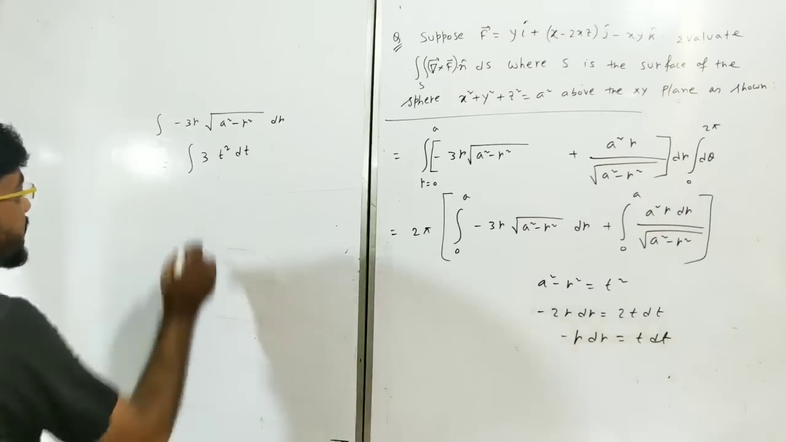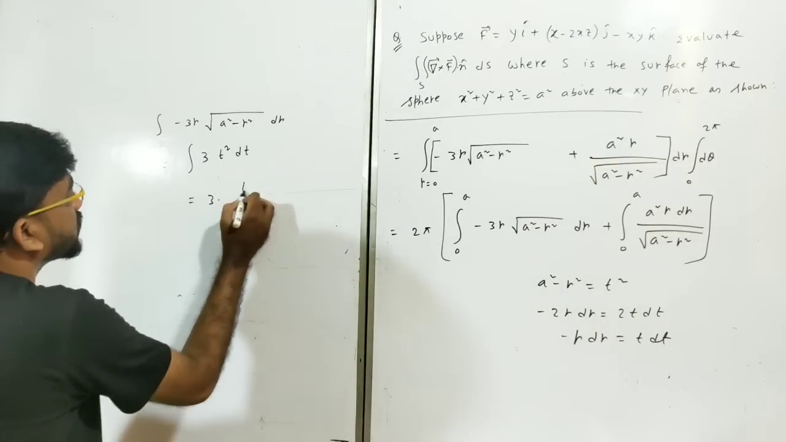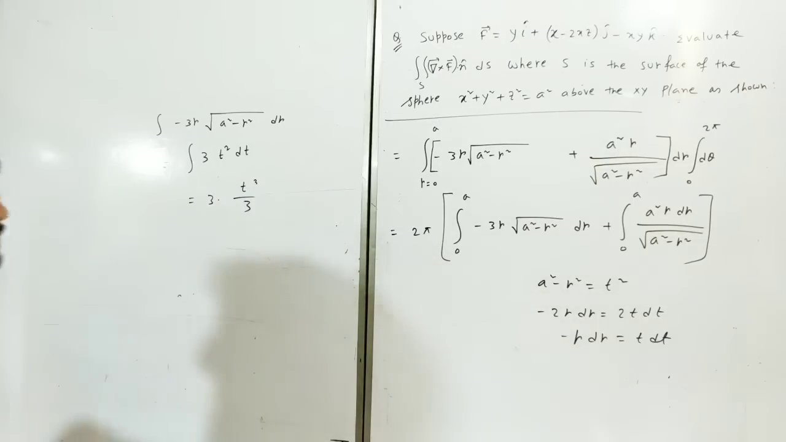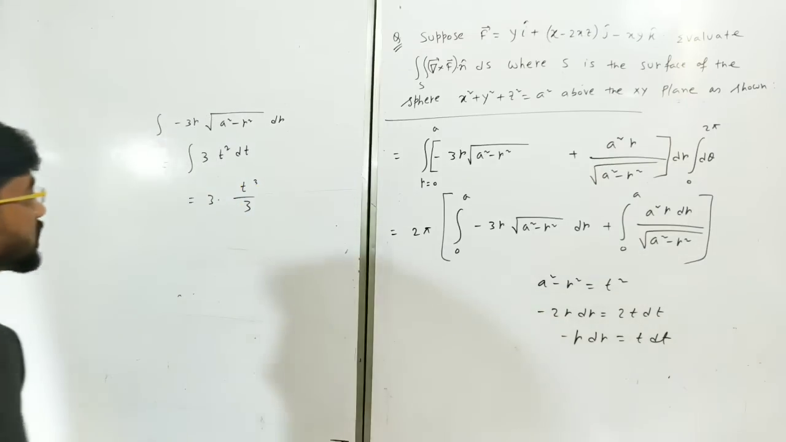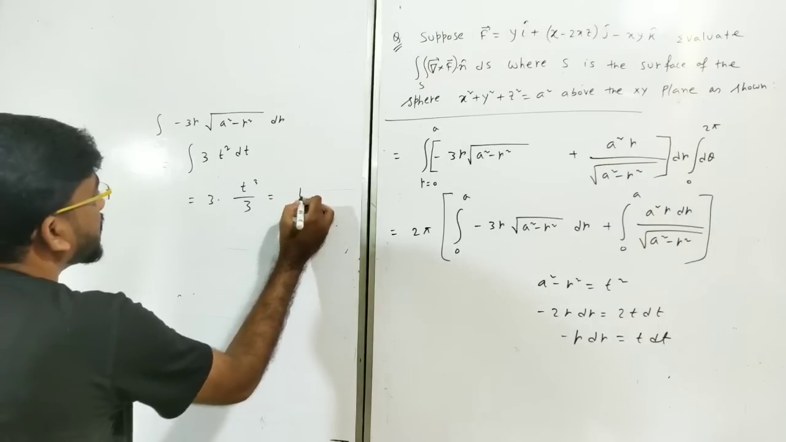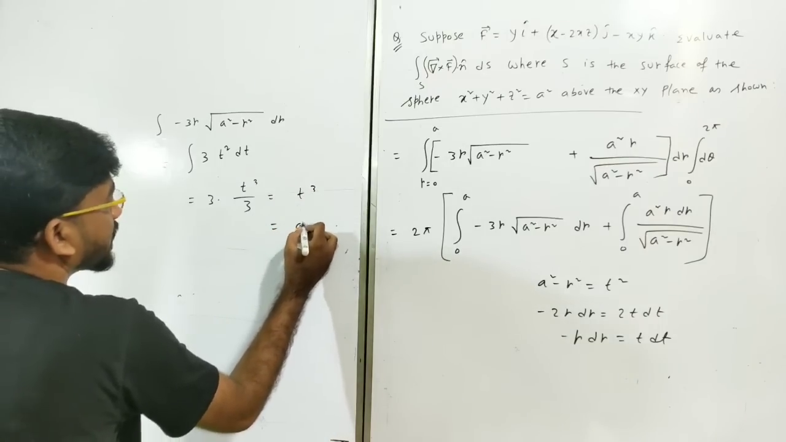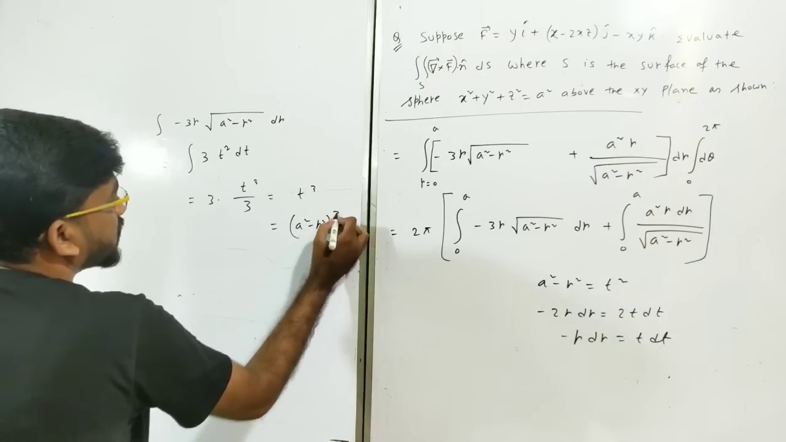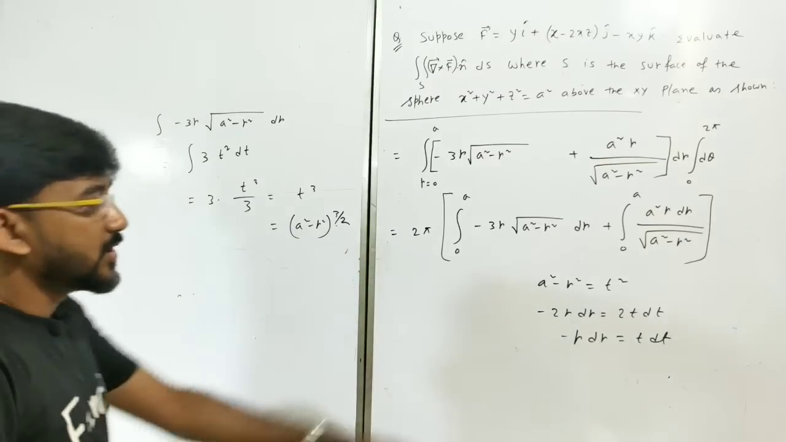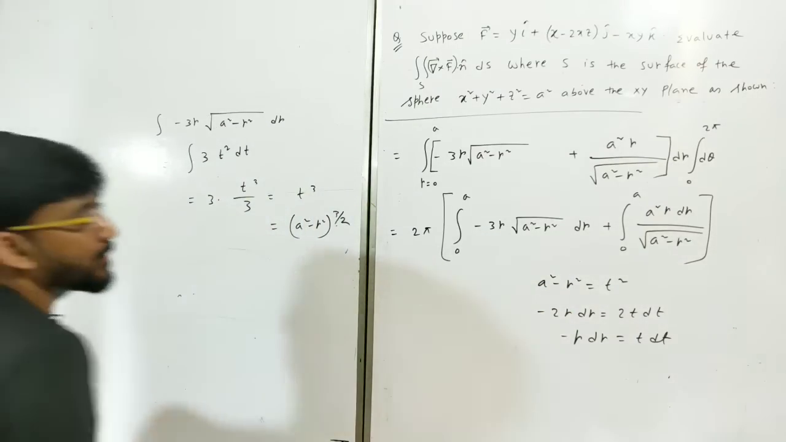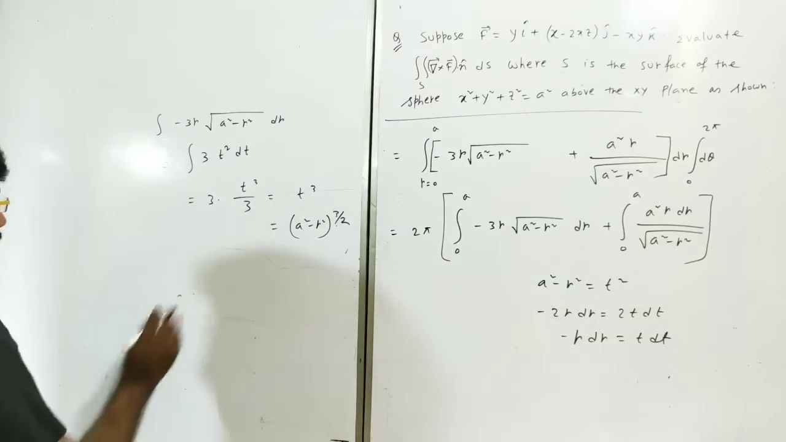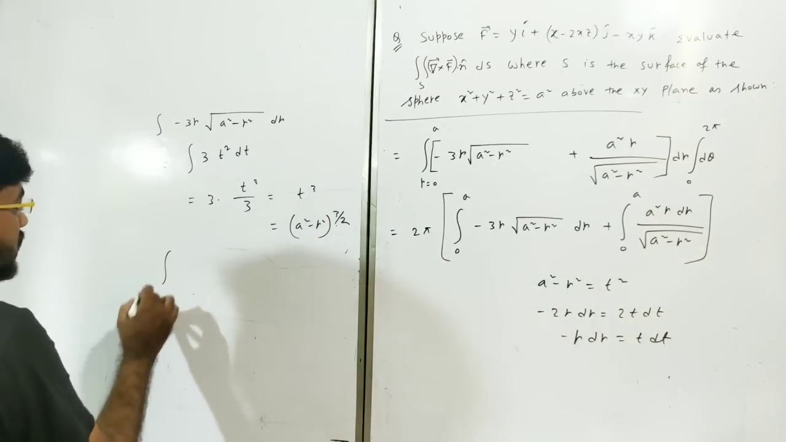So what will be the integration of this? The integration of 3 into t cube by 3. And what is t? T is root over a square minus r square, so it will be t cube, and you can write it as a square minus r square to the power 3 by 2, because t is equal to root over a square minus r square.